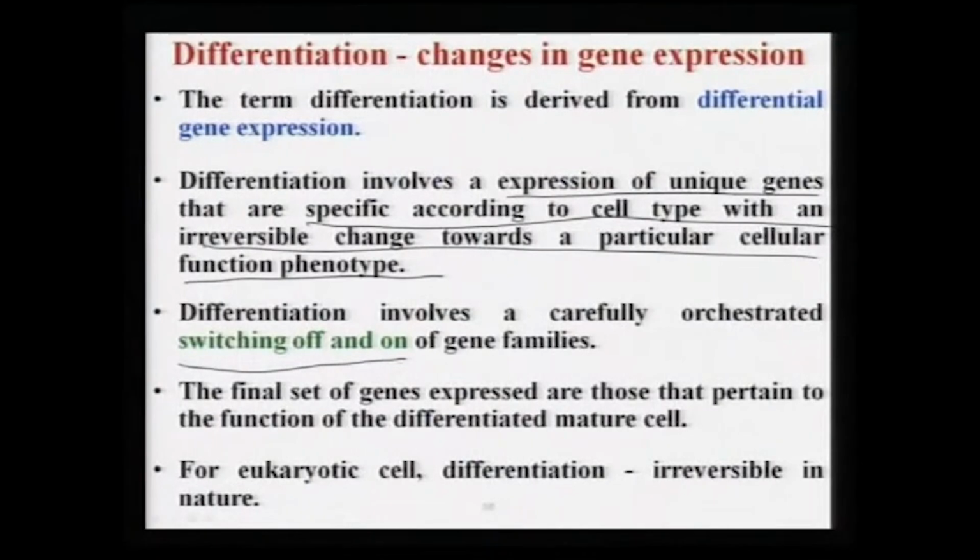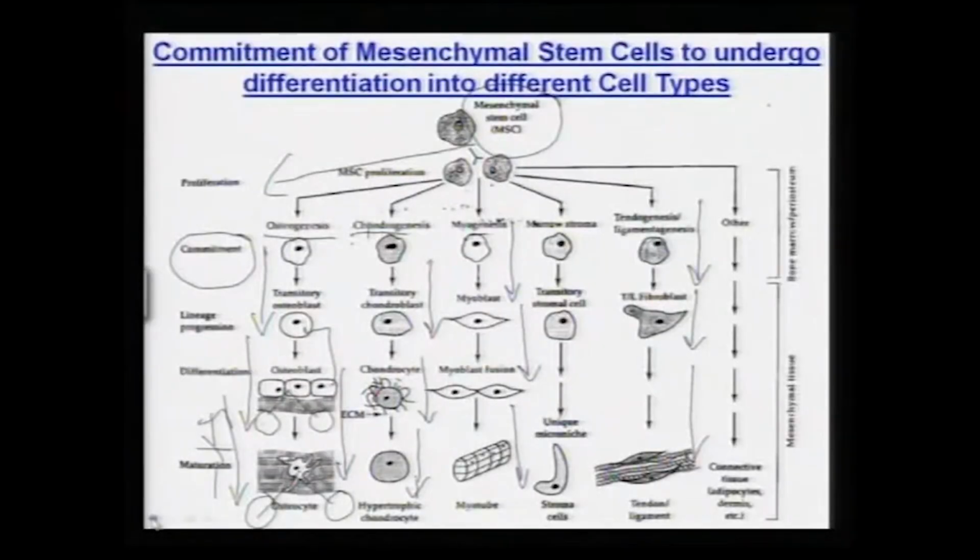The final set of genes expressed are those that pertain to the function of the differentiated matured cell. And for eukaryotic cells, differentiation is irreversible in nature, which I have already mentioned to you. So always remember the differentiation is irreversible in nature. Okay, we are discussing the differentiation of the cells.